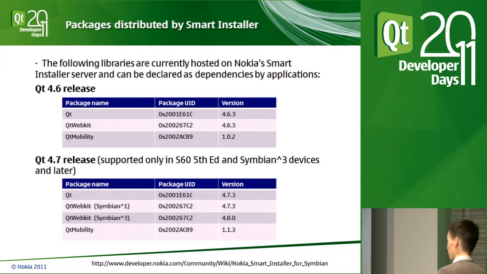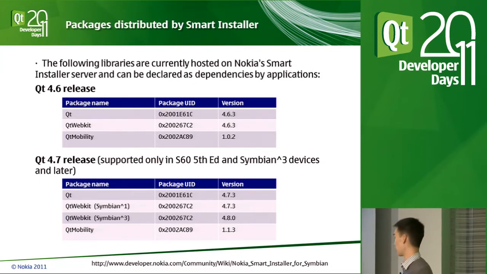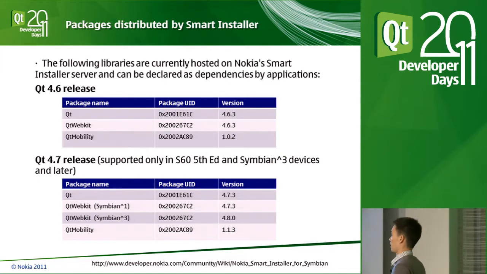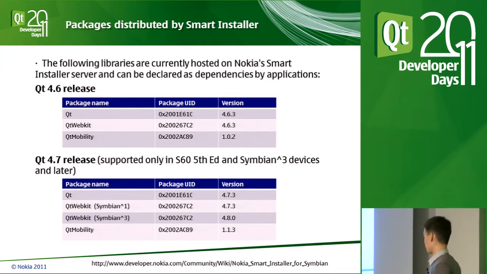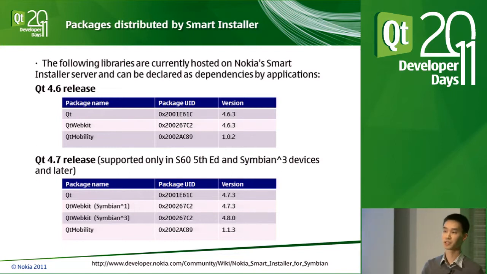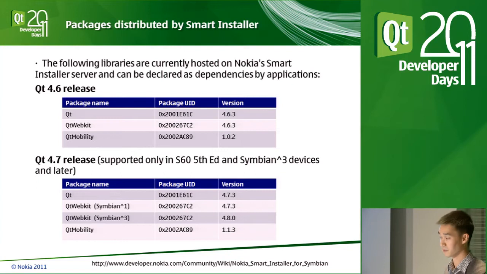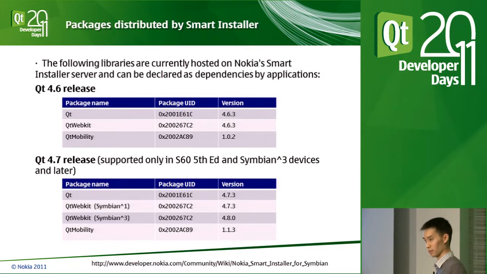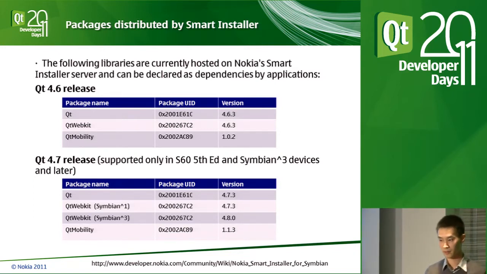Speaking of the Smart Installer, these are the packages that are hosted by the server. So we have Qt 4.6.3 and also Qt 4.7.3. Just to note that with the release of the upcoming Symbian Belle for Symbian 3 devices, we plan to release the Qt 4.7.4 versions of the libraries in conjunction with the Symbian Belle release.